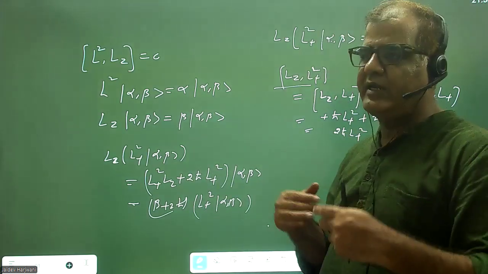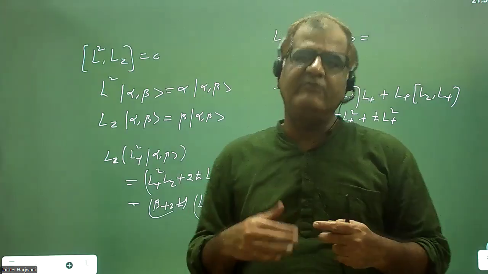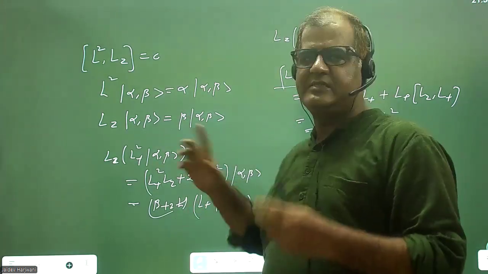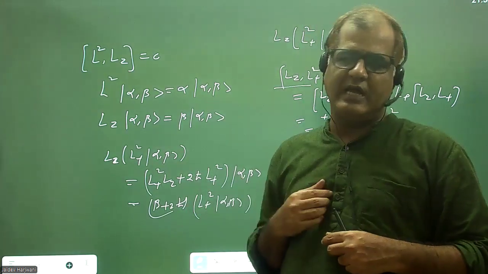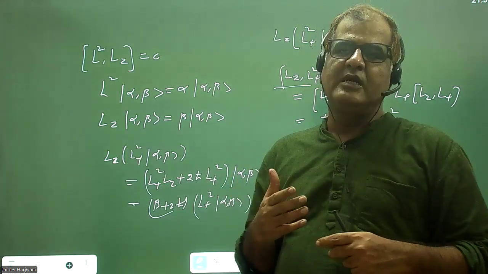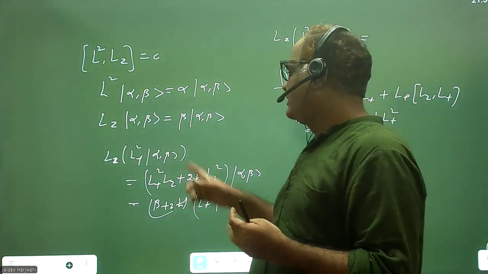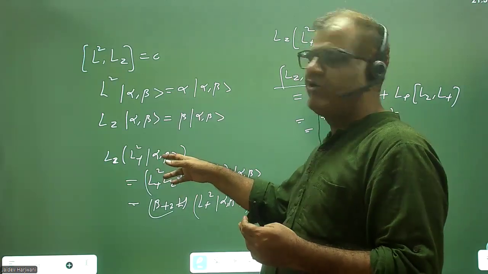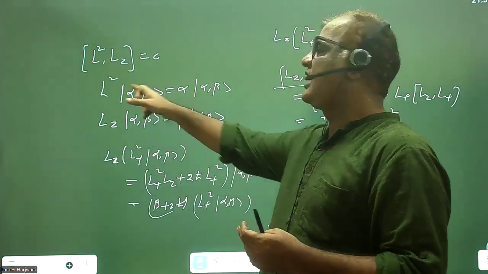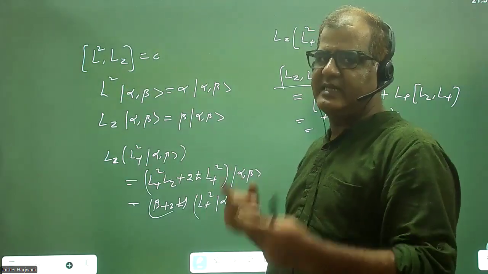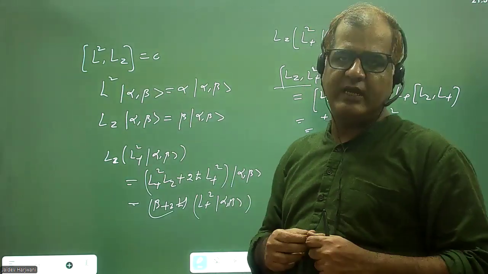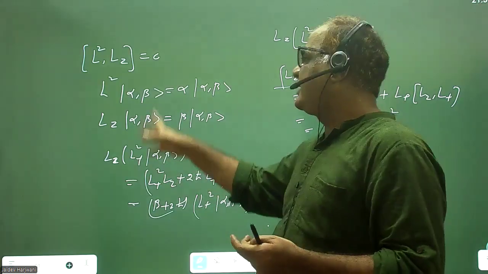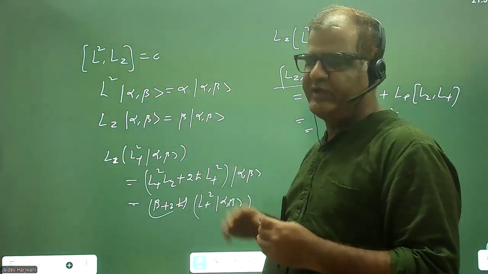Okay. Now what are we expecting? If I keep on applying L plus, L plus, L plus, my eigenvalue will keep on increasing, but we'll show that beta has a maximum limit. Beta is the eigenvalue of Lz, while alpha is the eigenvalue of L square. L square is Lx square plus Ly square plus Lz square. So beta cannot be greater than alpha. That we will prove here.